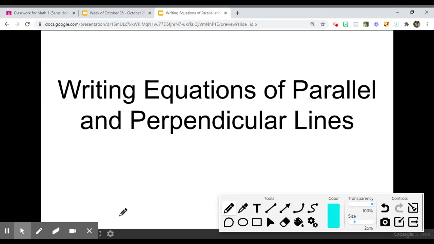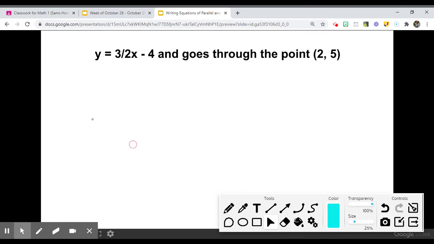So with that being said, we're going to dive into writing equations of parallel and perpendicular lines. Let's go ahead and dive in. This very first one, let's do a parallel line. Let's remember that a parallel line has the exact same slope. So we are going to be setting up an equation that has the same slope, that is 3 over 2.